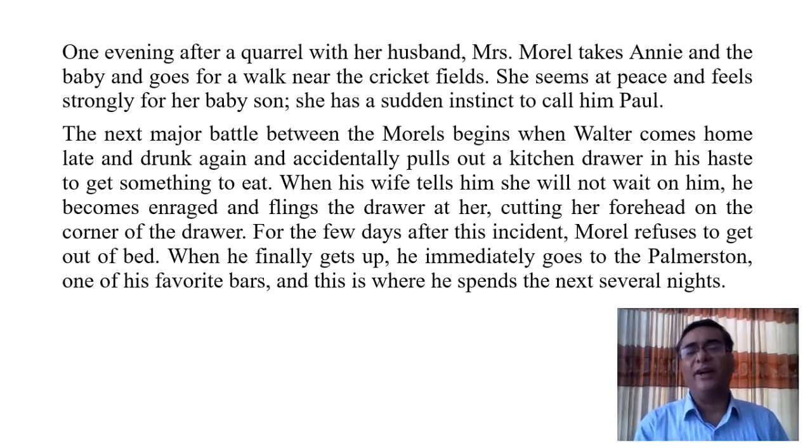Morel throws the dryer at her, which strikes her on her forehead and cuts her forehead on the corner of the dryer. For a few days after this incident, Morel refuses to get out of bed. When he finally gets up, he immediately goes to Palmerston, one of his favorite berths, and this is where he spends the next several nights.